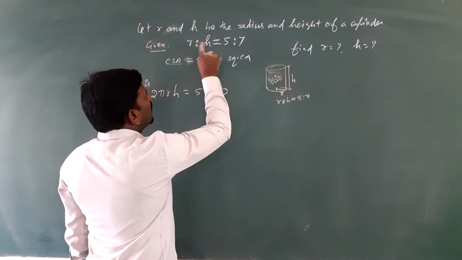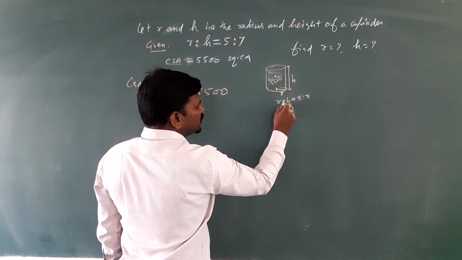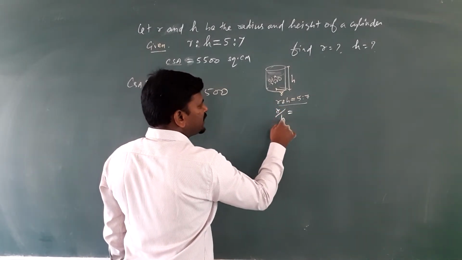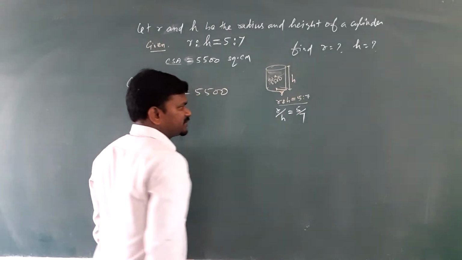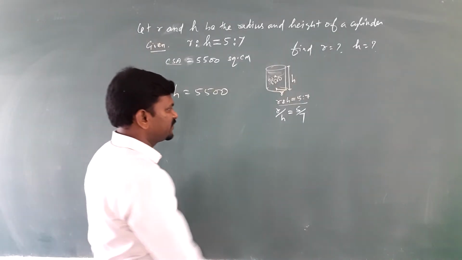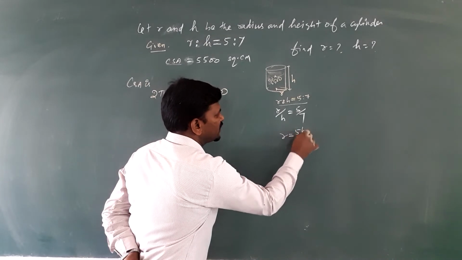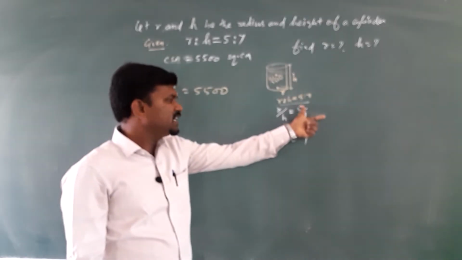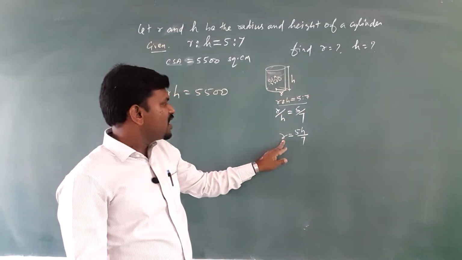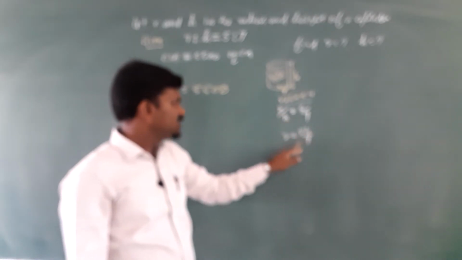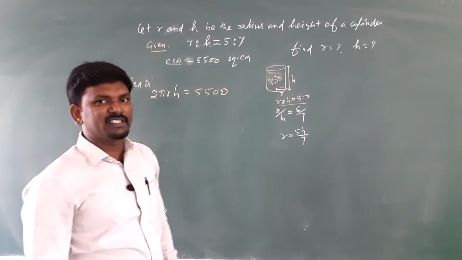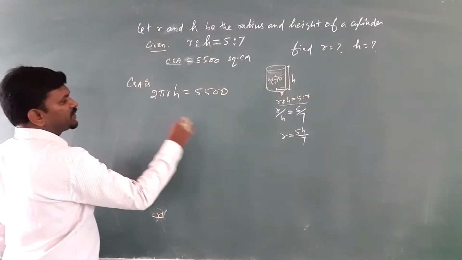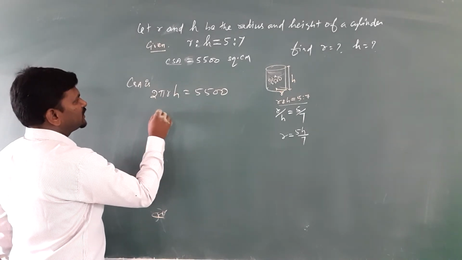See here, R is to H is 5:7. This is in the form of a ratio, so I am writing it in the form of a fraction. R by H is equal to 5/7. Therefore R is equal to 5H by 7. Using this we can find R, or we can also find H is equal to 7R by 5. So no problem, any one we can find and substitute. Now we are going to substitute the value here.